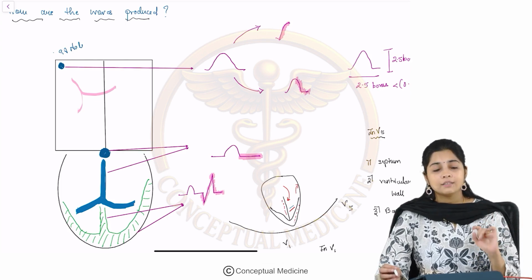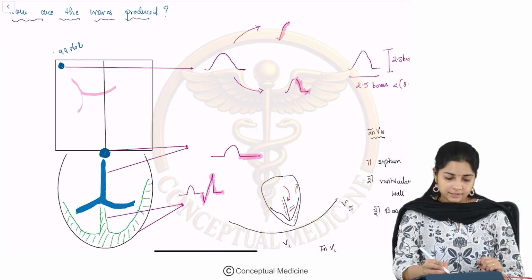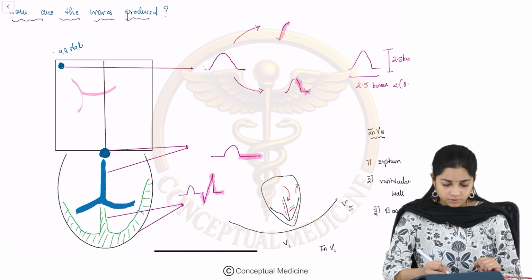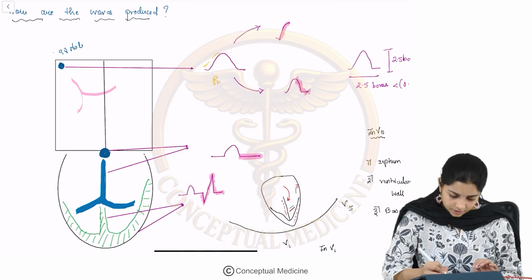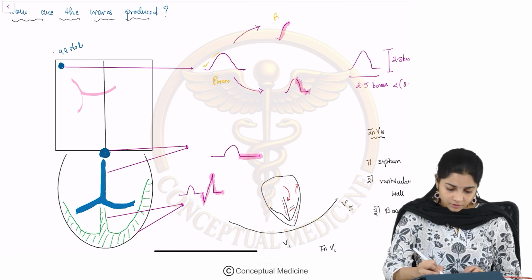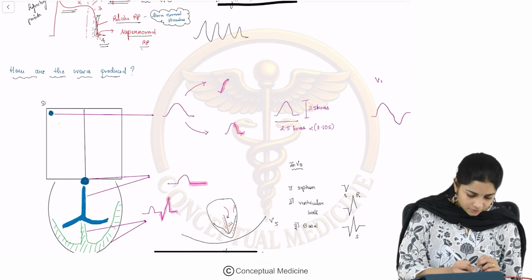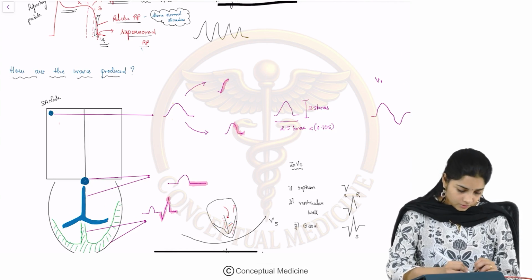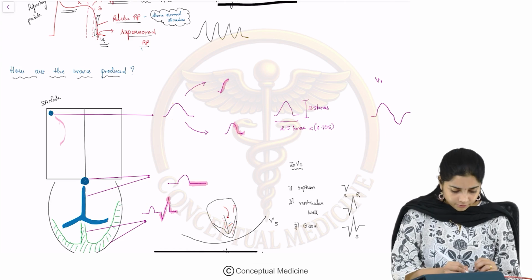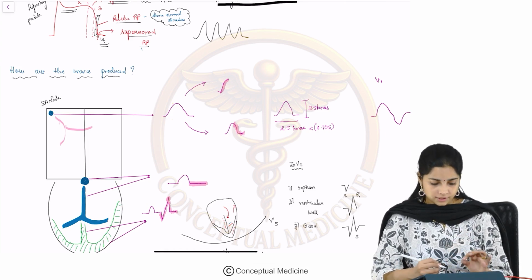Okay, so we repeat that. When the impulse comes from the SA node, it first depolarizes the right atrium and then the left atrium. How is this deflected on the ECG? It is shown by an upstroke, which is the first half of the P wave. The first half of the P wave is because of right atrial depolarization and the next half is because of the left atrium. Once the impulses are produced from the SA node, there is contraction of the right atrium followed by contraction of the left atrium.